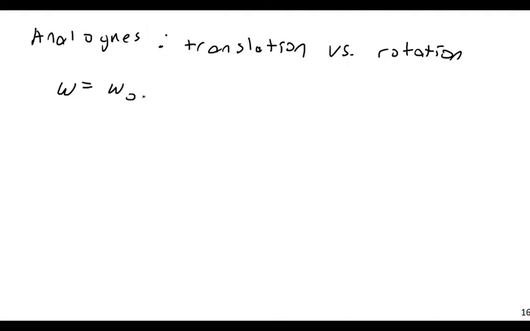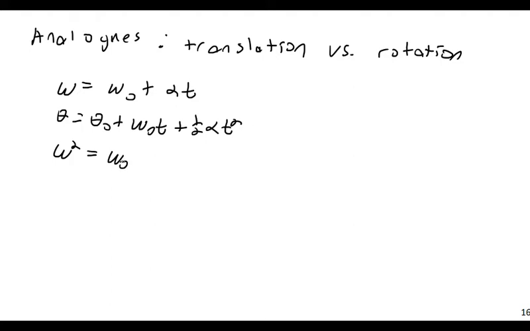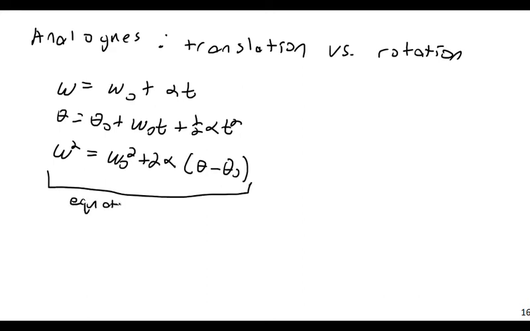Omega equals omega naught plus alpha t. Theta equals theta naught plus omega naught times t plus 1/2 alpha t squared. And omega squared equals omega naught squared plus 2 alpha times theta minus theta naught. These are the equations of constant angular acceleration.